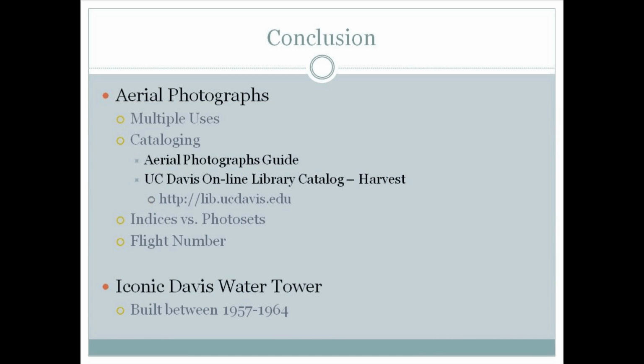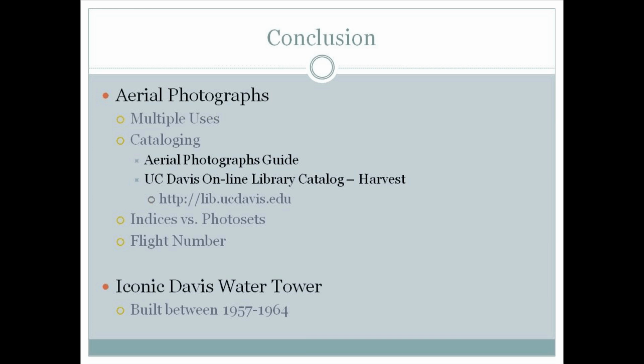In conclusion, aerial photographs have multiple uses. As you have seen, they can show how areas have changed over time. Imagine using a series of aerial photographs for surveying barrier island erosion or monitoring the meandering of a river. These uses can be extremely important. Maps at UC Davis are cataloged by subject and coverage. You can consult the aerial photography guide in the map room in order to navigate the collection. In addition, most of the collection's maps, including aerial photographs, are cataloged on the university's online catalog.